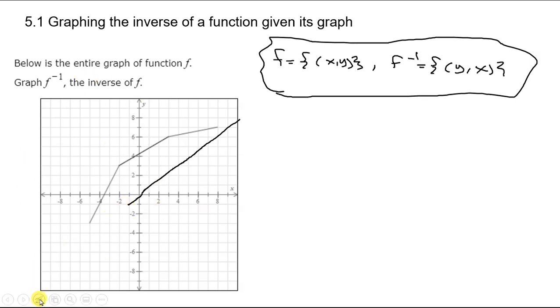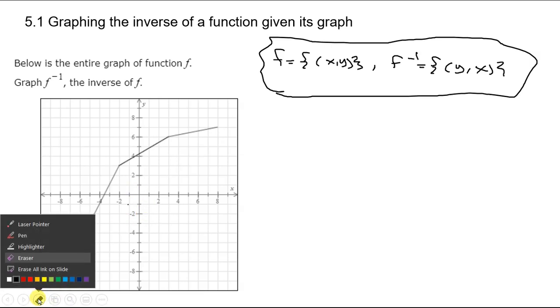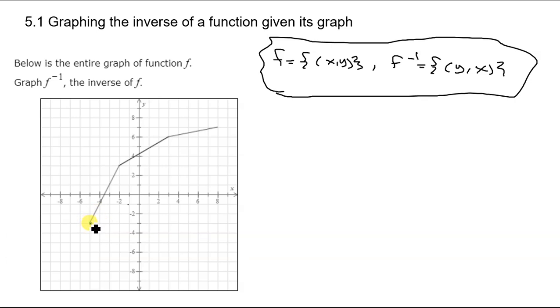And so let's label some of these ordered pairs. Let's label the ordered pairs corresponding to each of these points, wherever this function makes a turn and where it starts and stops. So this is the ordered pair minus 5 comma minus 3. This one is minus 2 comma 3, here 3 comma 6, and here 8 comma 7.